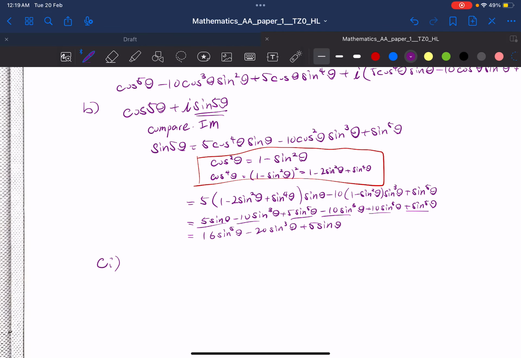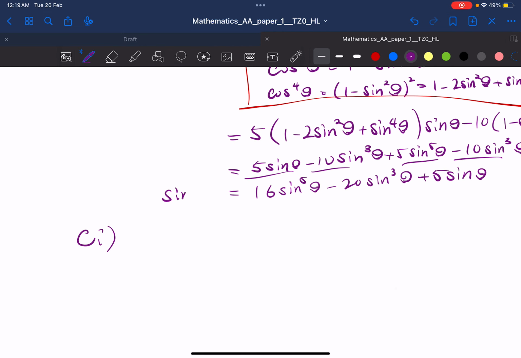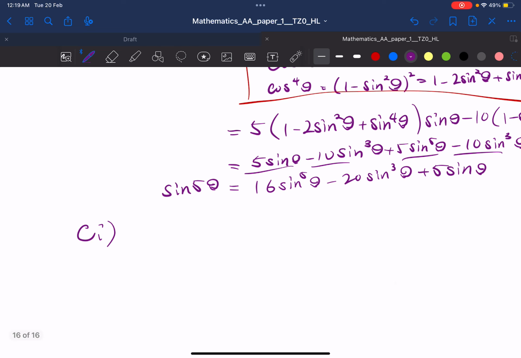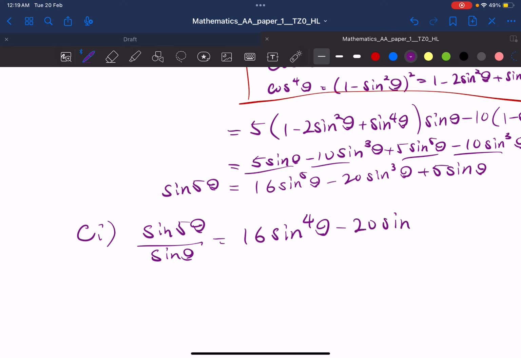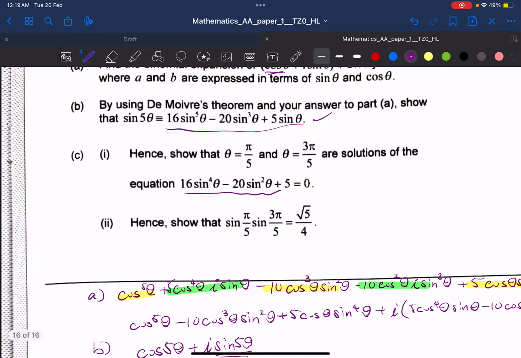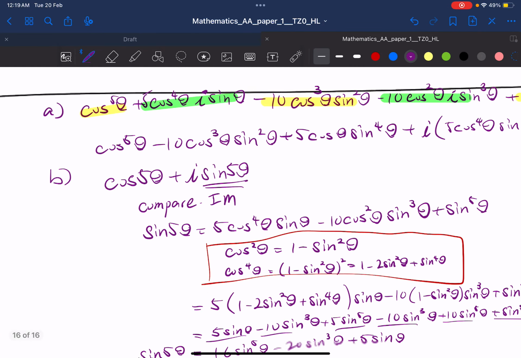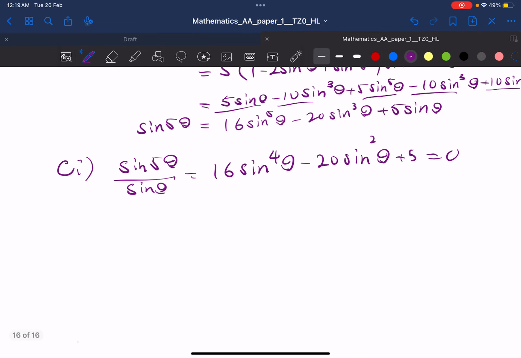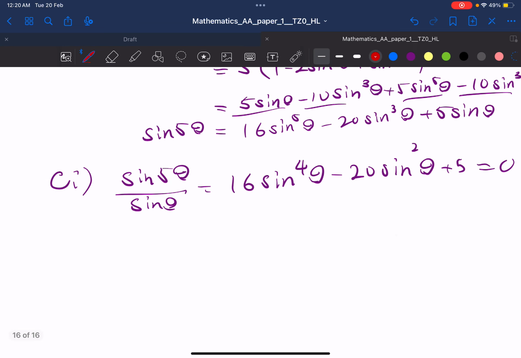So since this equals sine 5 theta, what we can do is divide both sides by sine theta, such that you will remove 1 over sine on the right hand side, as mentioned in the question. Okay, sorry, this should be 2. Like this. And just solve this to be 0. Yeah. So show that pi over 5 and 3 pi over 5 is the answer. So we just use this one to show.